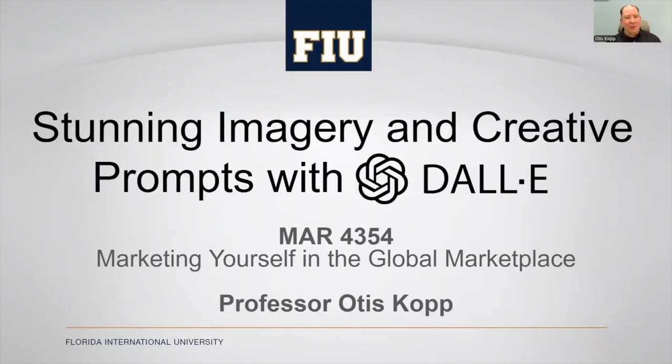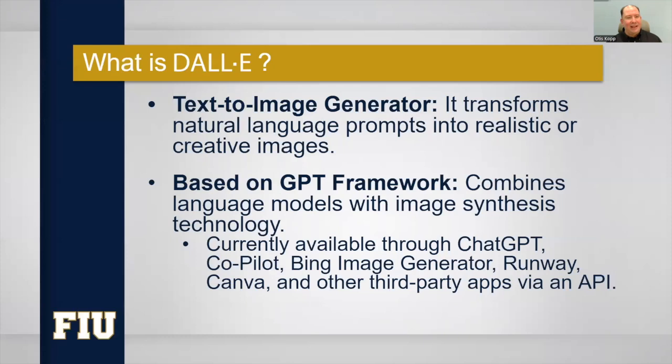Now let's delve into how we can use generative AI to create stunning imagery using DALL-E. As some of you may know, DALL-E is the default image generator for ChatGPT. Our objective in this lesson is to explore various imagery styles and craft creative prompts that achieve specific visual outcomes. Now let me introduce you to DALL-E. DALL-E is a text-to-image generator that transforms natural language prompts into realistic or creative images. Imagine describing a scene, a concept, or an object in words, and then seeing it come to life as an image. Currently, DALL-E can be accessed through platforms like ChatGPT, Copilot, Bing Image Generator, Runway, Canva, and many others. These platforms leverage DALL-E's API to integrate its capabilities, offering users easy and diverse ways to use this technology.